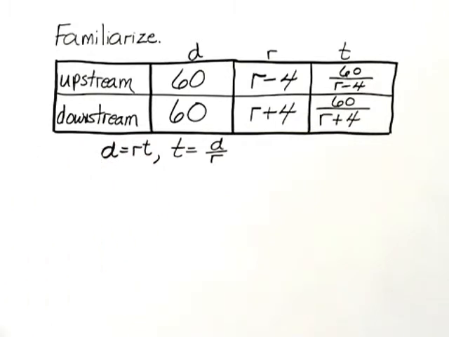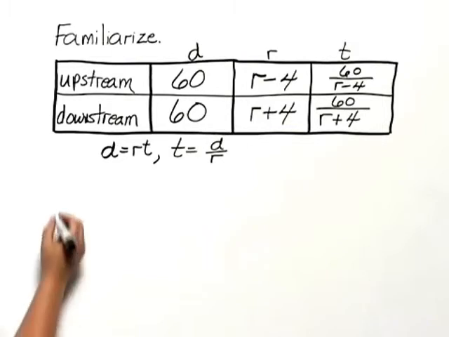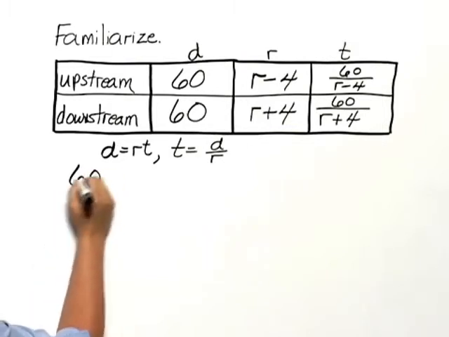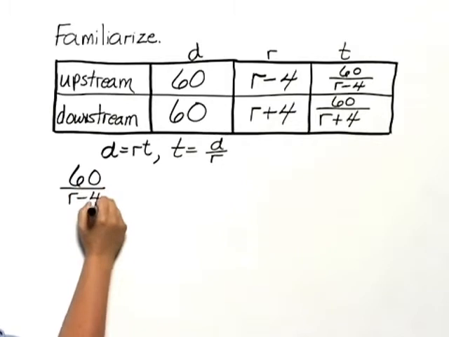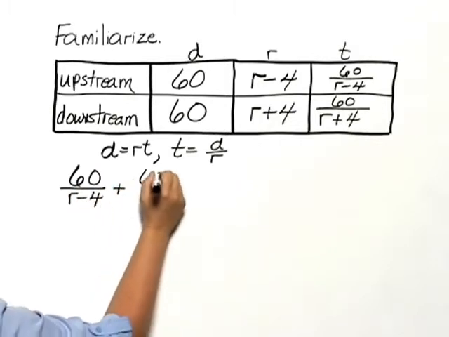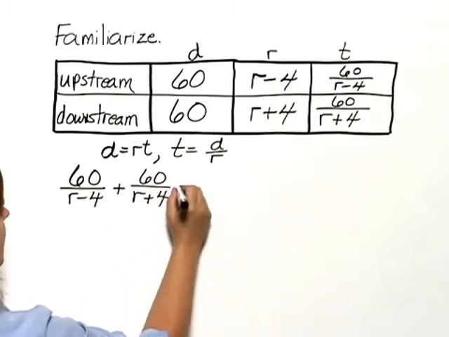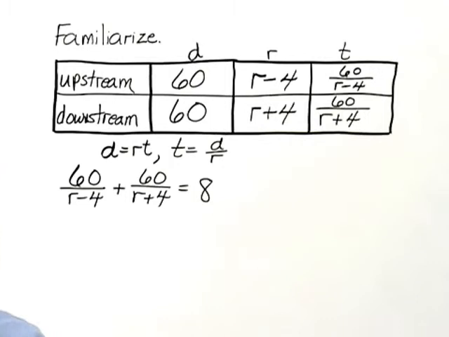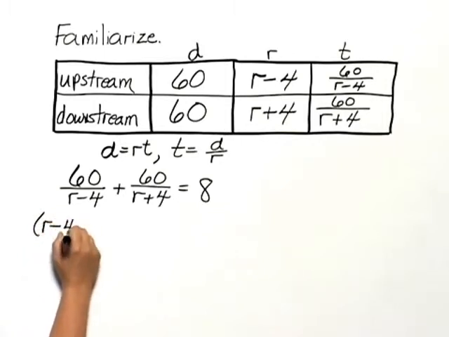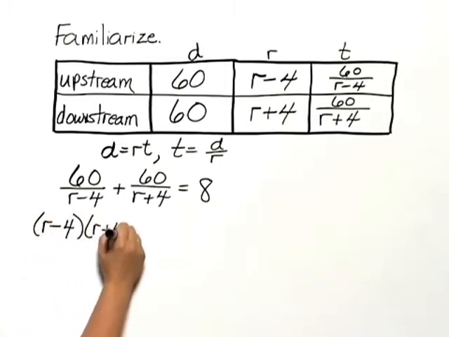Now, in order to translate to an equation, we need to use the last piece of information we're given, and that is that the times, upstream and downstream, add to 8 hours. That's the total trip time. So our equation then would be 60 over R minus 4, the time upstream, plus 60 over R plus 4, that's the time downstream, equals 8. And we can carry out by solving this equation, first multiplying both sides of the equation by the least common multiple of the denominators, R minus 4 times R plus 4.